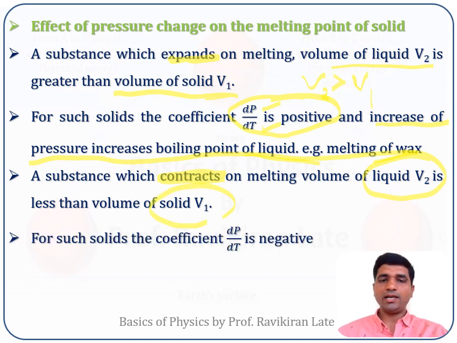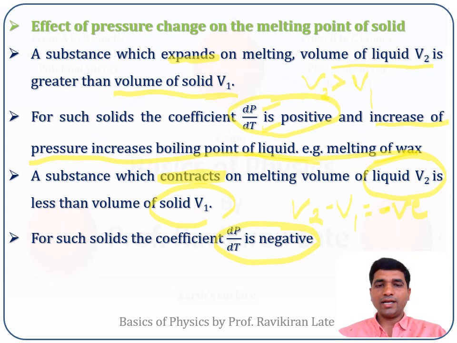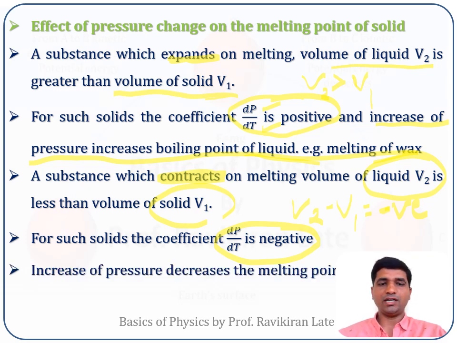If the material is contracting after application of thermal energy, meaning when it is going from the solid phase to the liquid phase, in such a case this V2 minus V1 will be a negative quantity. It means dP by dT will be a negative number. It means that dP will not change as the same dT is changing.